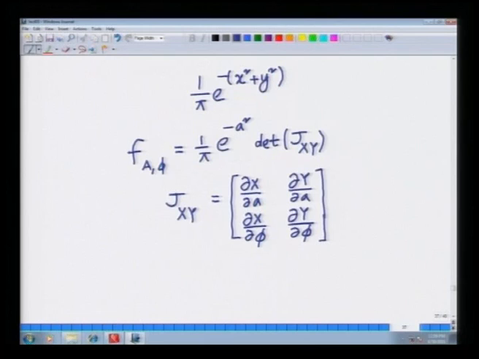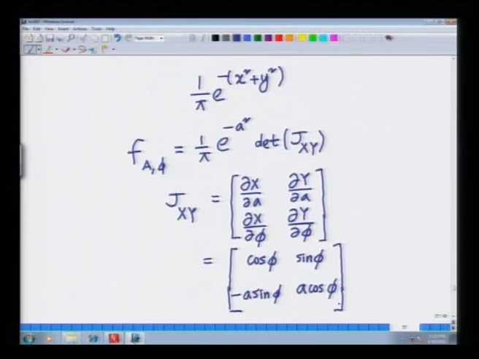And this is simply given as, remember, x equals a cosine phi. So, the partial derivative of x with respect to a is simply the derivative of a cosine phi with respect to a, which is cosine phi. The partial derivative of y with respect to a is similarly sin phi. The partial derivative of x with respect to phi is the derivative of a cosine phi with respect to phi, which is minus a sin phi, and the derivative of a sin phi with respect to phi is simply a cosine phi. All right, this is the Jacobian matrix.